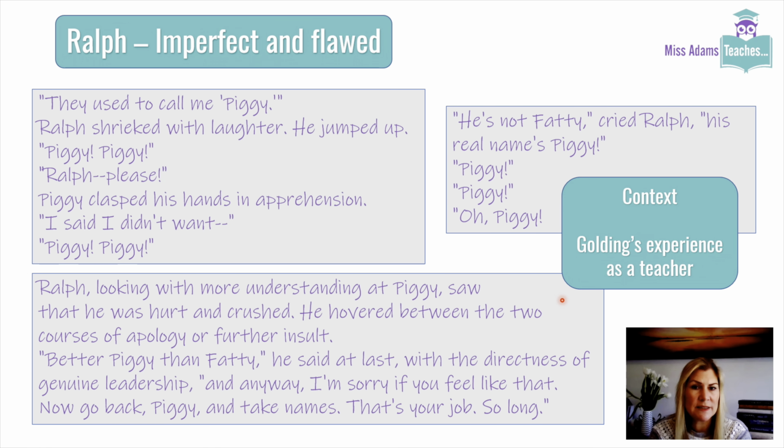Ralph, looking with more understanding at Piggy, saw that he was hurt and crushed. So he has empathy, he can read people, he can understand. He's not Roger, you know. He hovered between the two courses of apology or further insult. So that, again, there's this awareness. He's like, I could continue being mean, or perhaps I should do something different.